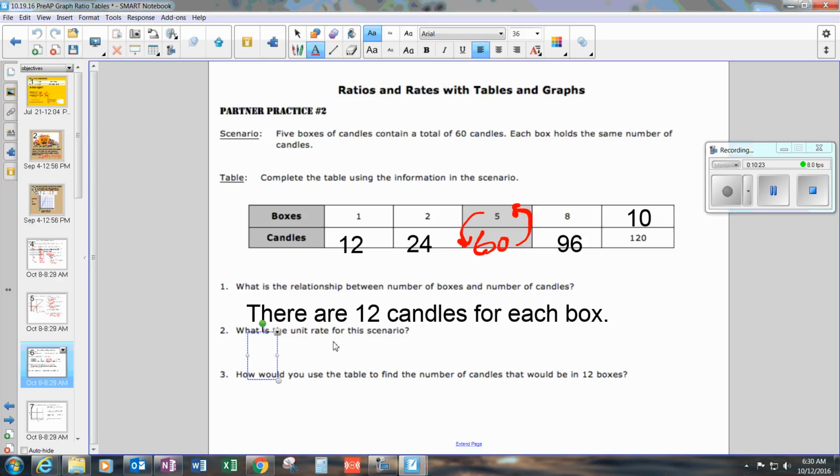So what is the unit rate? The unit rate is 12 candles per box. How would you use this table to find the number of candles that will be in 12 boxes? Well, if I had to find it for 12 boxes, I can tack this onto the boxes part of that row. I know I need to multiply by 12, so it'd be 144.